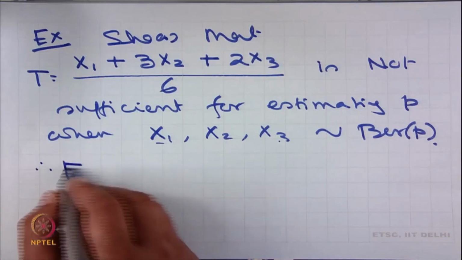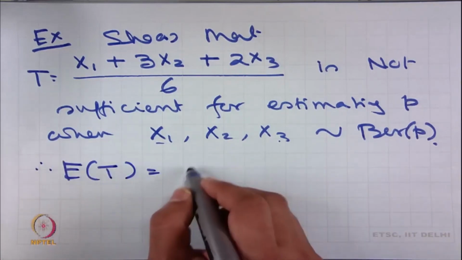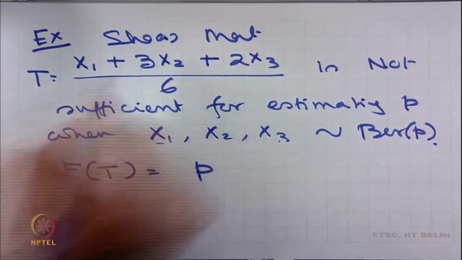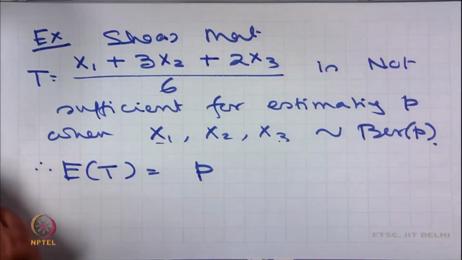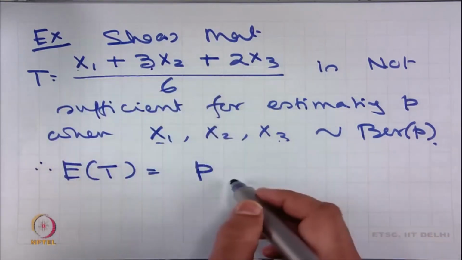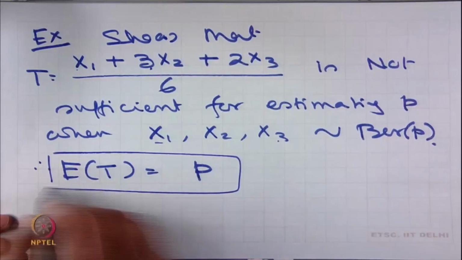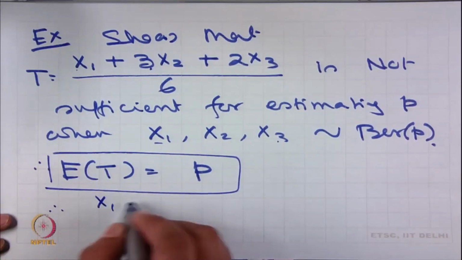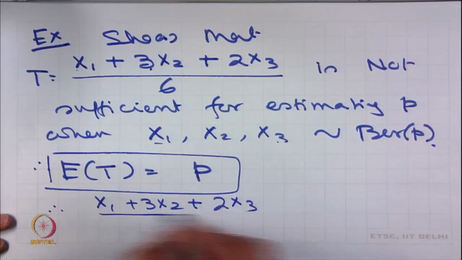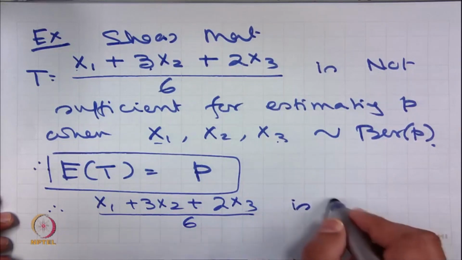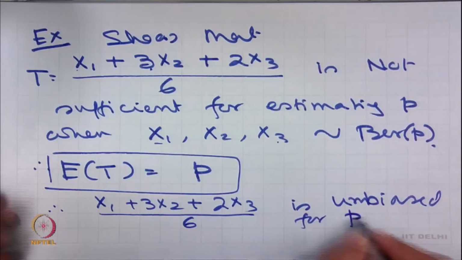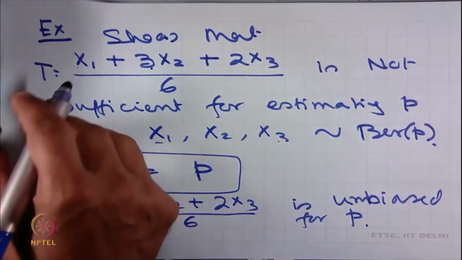Therefore, expected value of T is equal to p, because each xi is an unbiased estimator for p. Therefore, p plus 3p plus 2p upon 6 is equal to p. Therefore, x1 plus 3x2 plus 2x3 upon 6 is unbiased for p. Question is, is it sufficient?